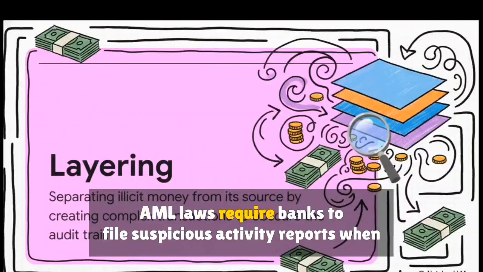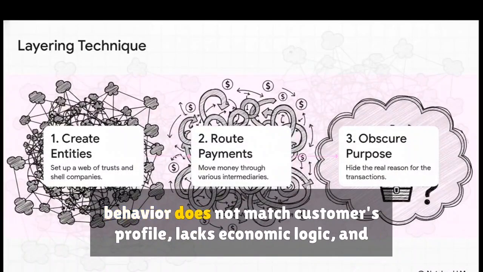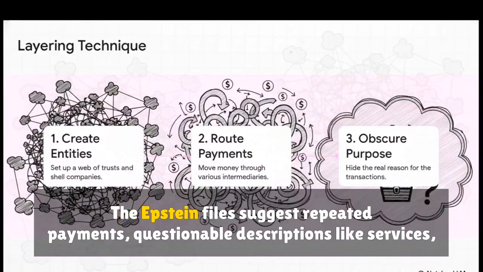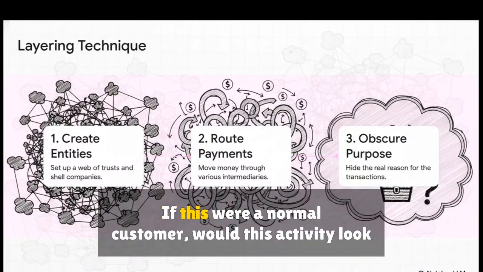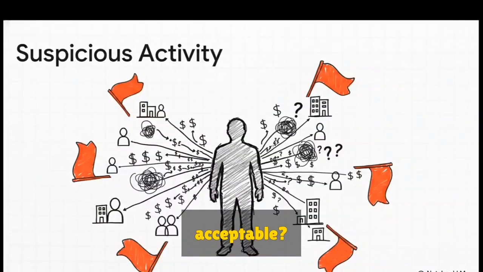AML laws require banks to file suspicious activity reports when behavior does not match customers' profile, lacks economic logic, and show repetitive, unusual patterns. The Epstein files suggest repeated payments, questionable descriptions like services, and long-term patterns that should have raised alerts. If this were a normal customer, would this activity look acceptable?